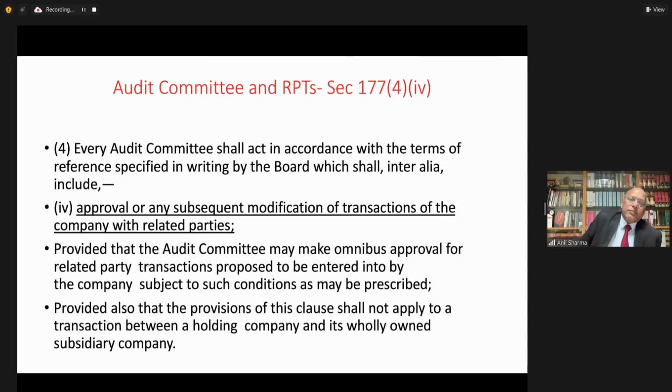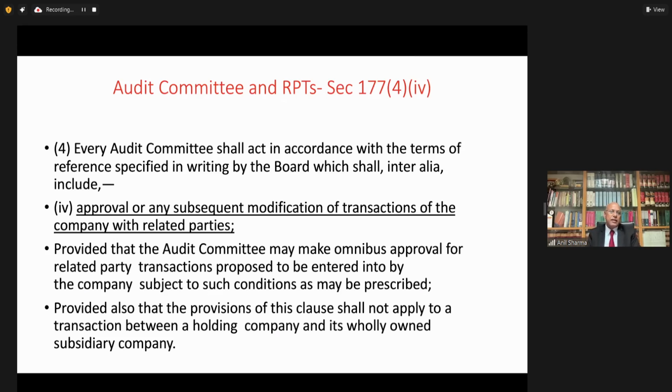There is section 177, which applies to specified companies. It says that these companies are required to mandatorily have an audit committee. So whether it is a listed company or in some cases other companies which have been prescribed, they have to have an audit committee. So once section 177 is applicable to a company, then that audit committee formed under section 177 has been given specific responsibilities to look after the related party transactions.